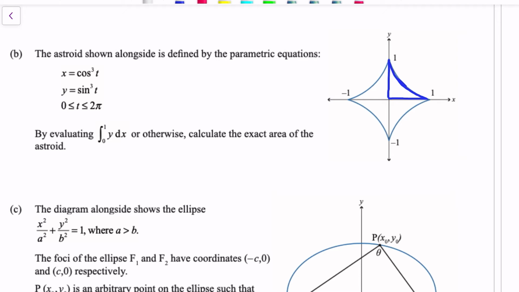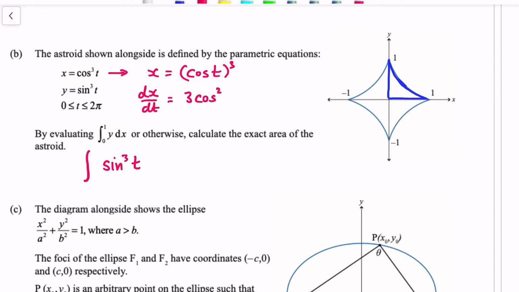Okay, so we're integrating y, which is sine cubed, and then we need a dx, but we need to replace the dx with dt if we're going to integrate with respect to t. So we go x is cos t all cubed, dx dt, 3 cos squared times minus sine.